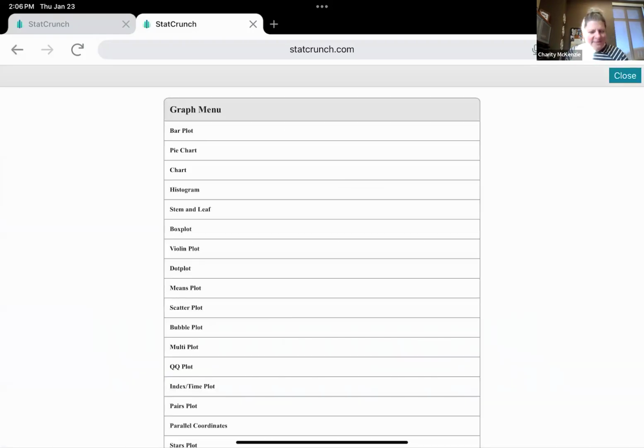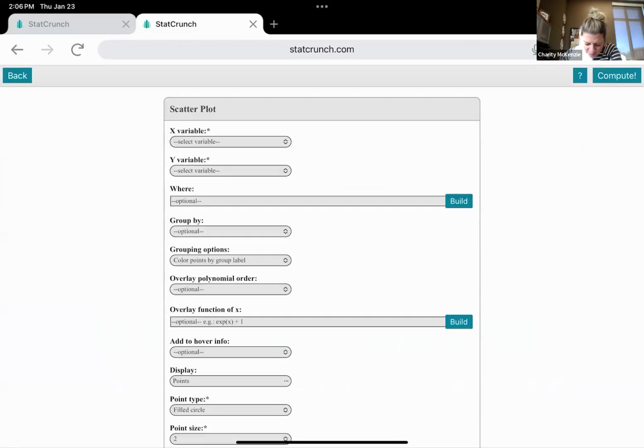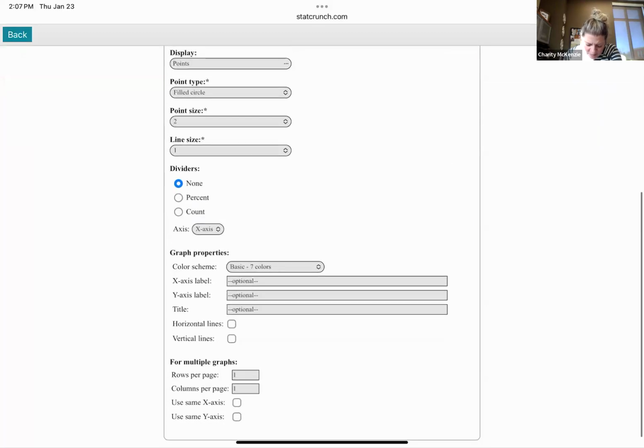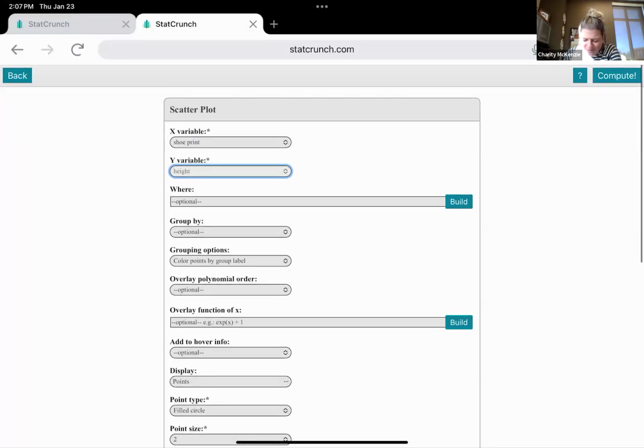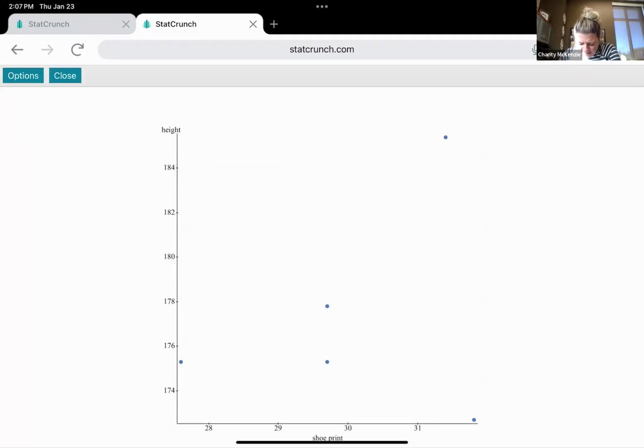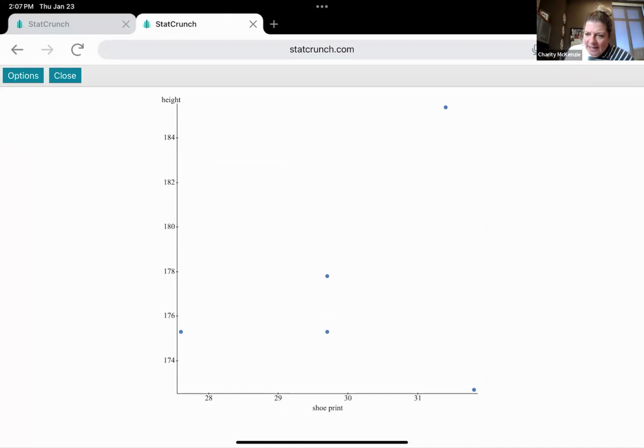I'm going to go to graph, right? Because that's where all my graphs are. And I want scatter plot. Lots of stuff in here. So our X value was our shoe print. Our Y value is our height. And pretty much everything else, we don't really need any of the grouping or anything like that. So here's our scatter plot like this. So that's how I can get to the scatter plot.